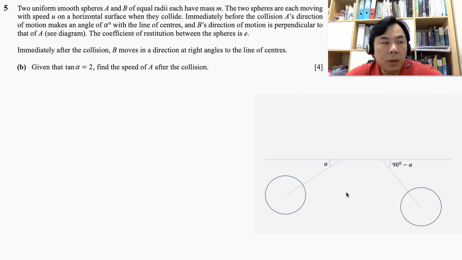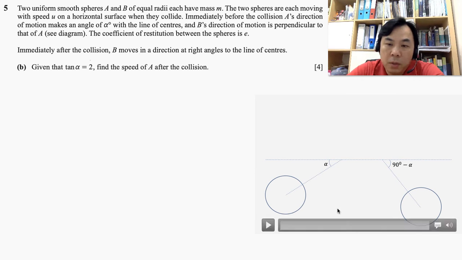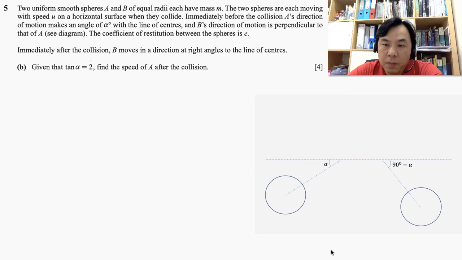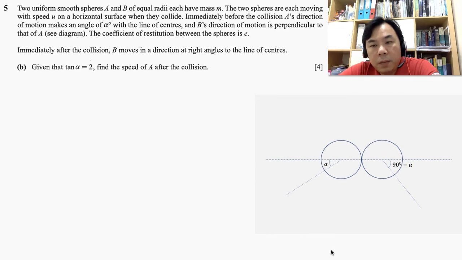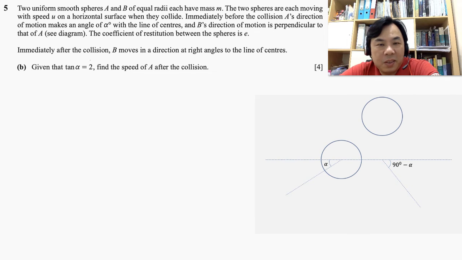All right, second part of question 5. Immediately after the collision, B moves in a direction at right angles to the line of centers. Now, given that tangent alpha is equal to 2, find the speed of A after the collision. Let me show you what we expect to see again. First of all, they collide, and then after that, B moves in the vertical direction. Now I'm going to rewrite all the information that we have previously.